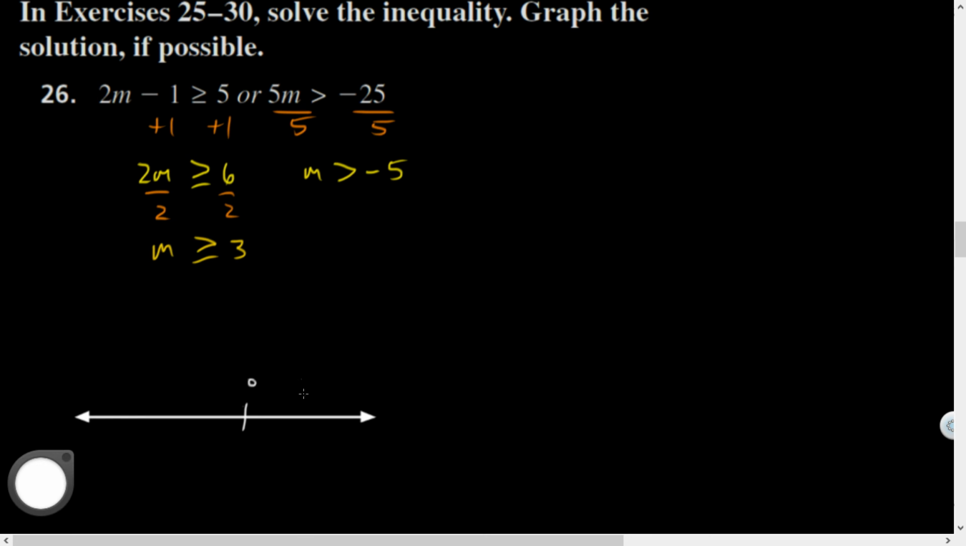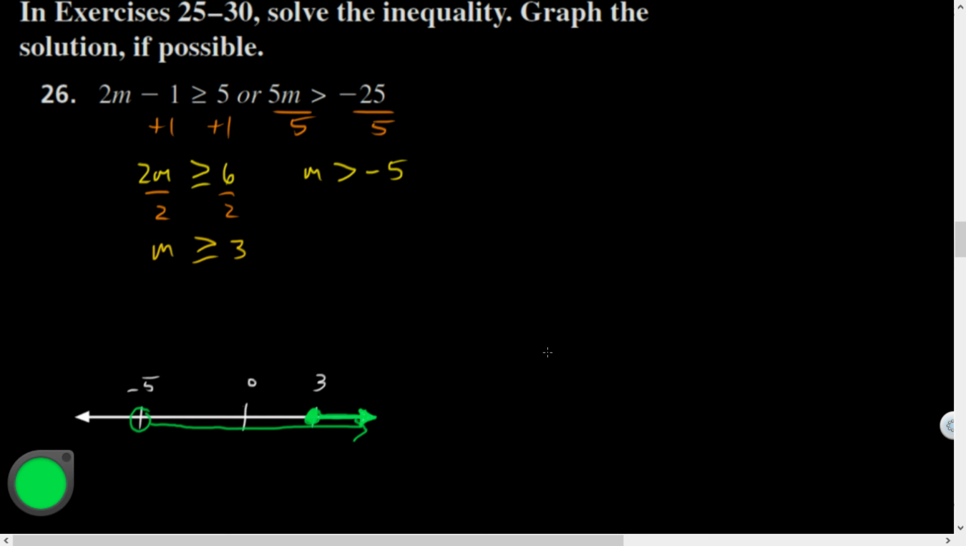Let's graph this before I commit anything here. 0, negative 5, and 3 appear to be my points of interest. And notice what happens. M is greater than or equal to 3. That would look like this. Right? And M is greater than negative 5. So that would be an open circle. Now the or makes me think that this is going to be shaded away. However, notice this is also a greater than sign. That means I'm shaded this way. And I'm going to do this for a minute. Huh?